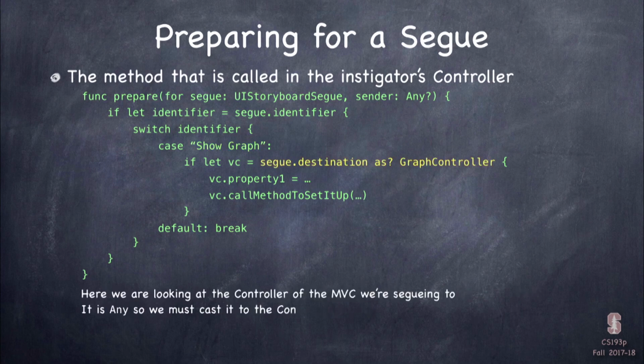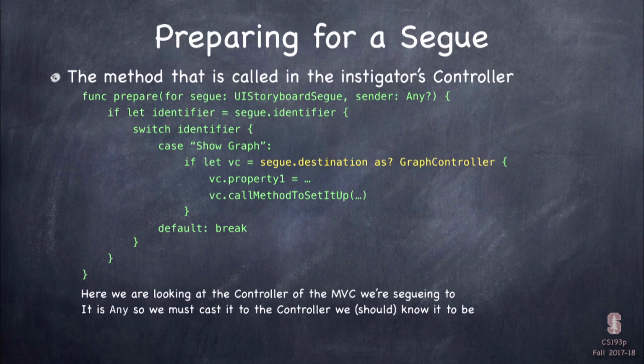Then we need to get the MVC that we are segueing to and prepare it. Well, segue.destination, that var destination in the segue object that's passed to you, that is the view controller that you're segueing to, the brand new, just created MVC. But the type of that argument is not going to be a graph controller or something like that. It's going to be just UI view controller. That's because the UI storyboard segue class, its var has to have a type, and it can't know anything about a graph. It was written by Apple years ago. So it's of type UI view controller.